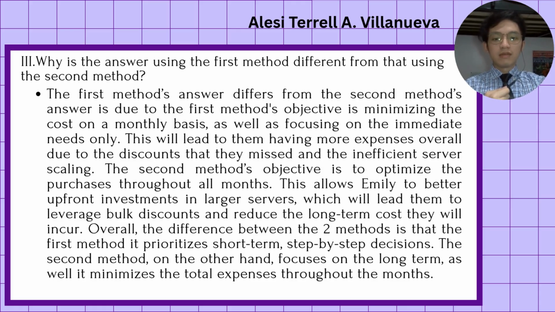This will lead to more expenses overall due to the discounts that they miss and the inefficient server scaling. The second method's objective is to optimize the purchases throughout all months.